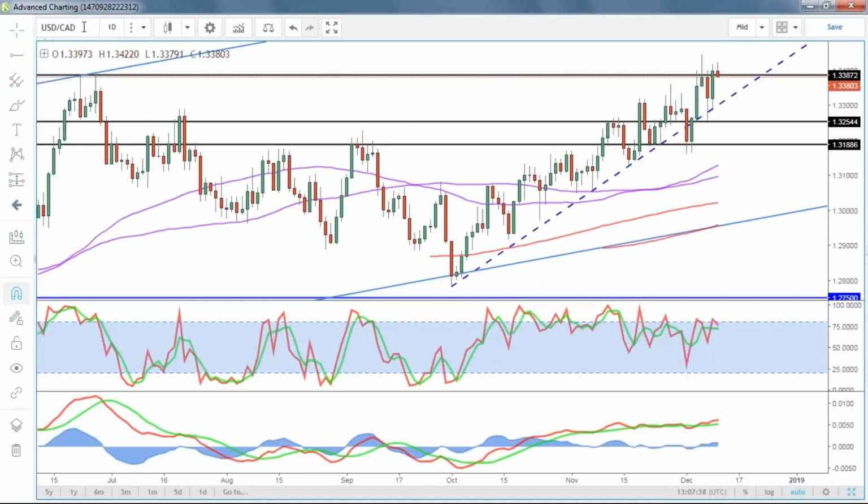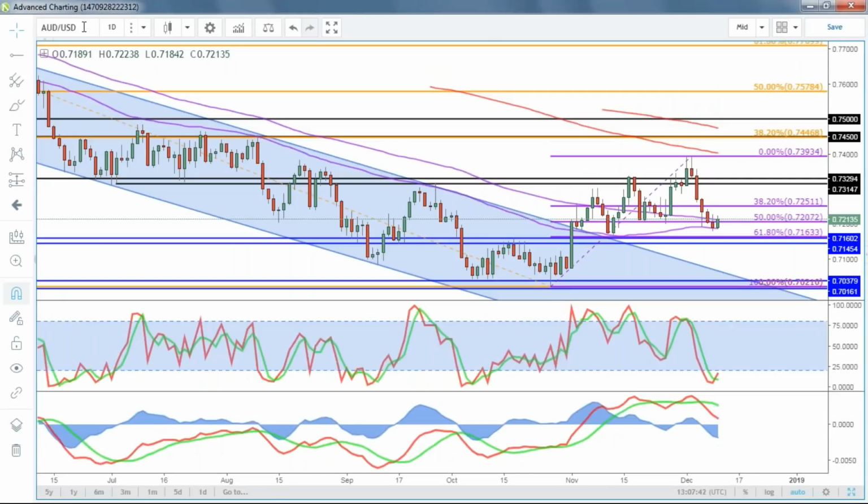And just to add, once we do see more progress on this trade war front with the U.S. and China, Aussie dollar is going to be probably the currency that benefits the most.